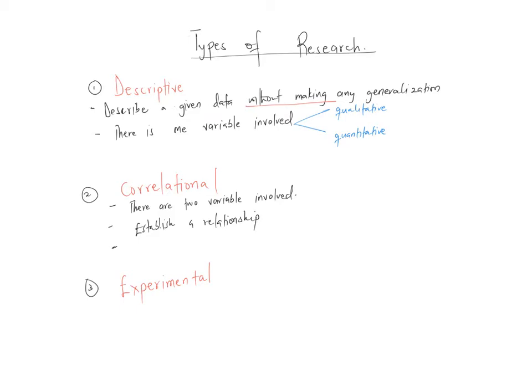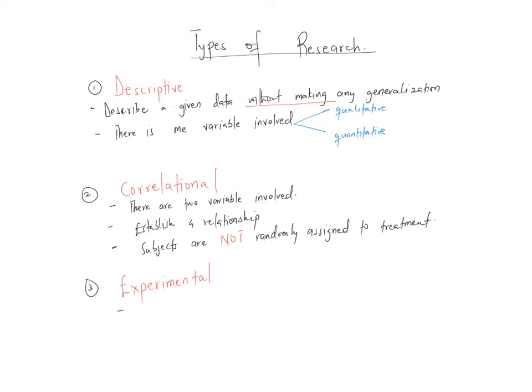And lastly, under correlational, subjects are not randomly assigned to treatment. Okay? Alright, now let's look at experimental.